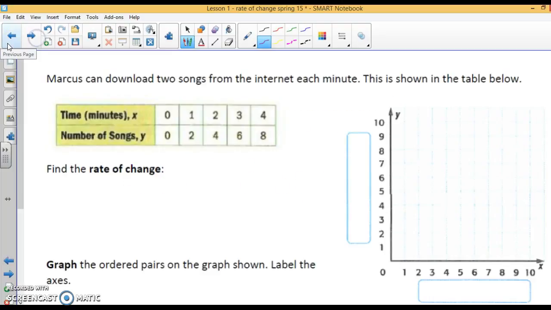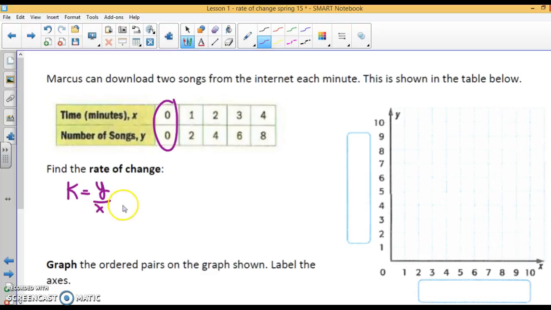Now, Marcus can download 2 songs from the internet each minute. This is shown in the table below. Find the rate of change. Well, our rate of change, k, is y over x. Let's see. Now, you can't do 0, 0. 0, 0 is the origin, but we do not include that when we do y over x, because you can't divide by 0.